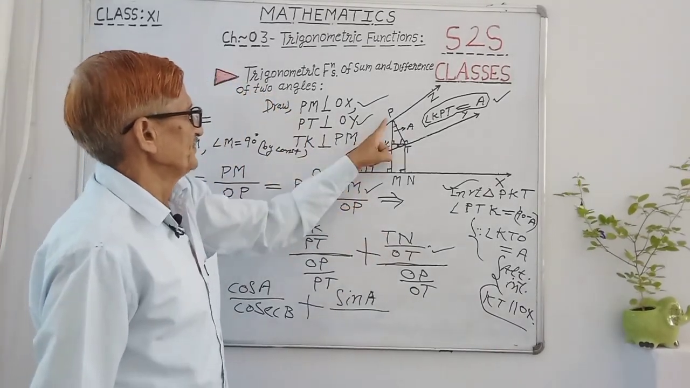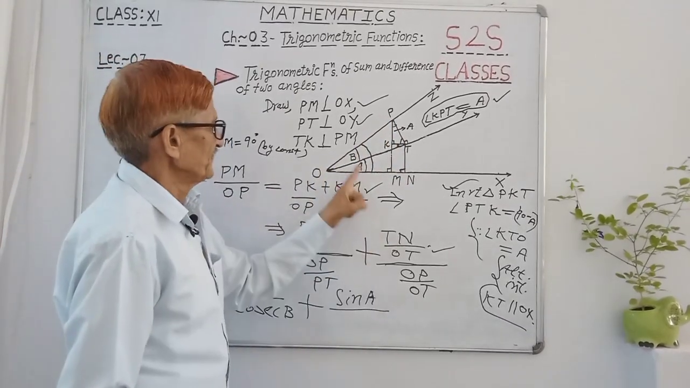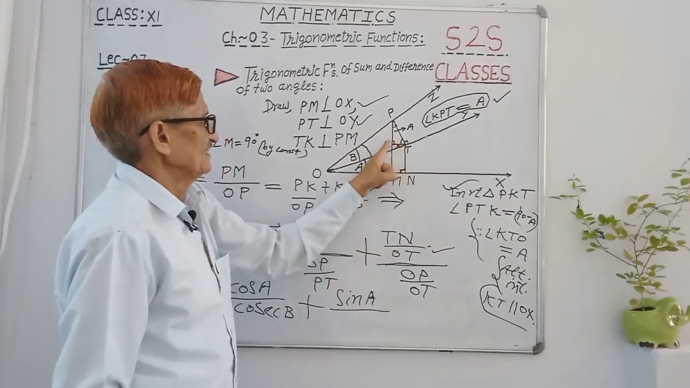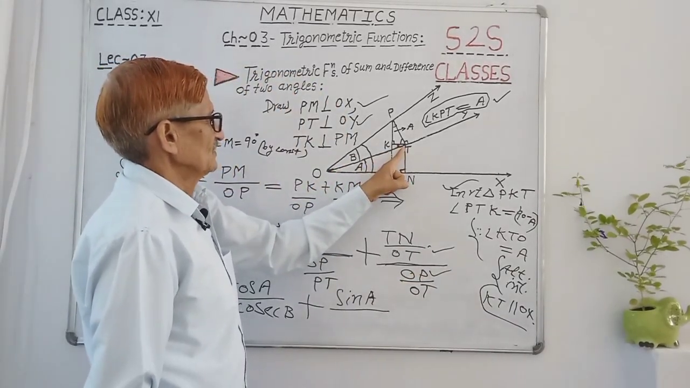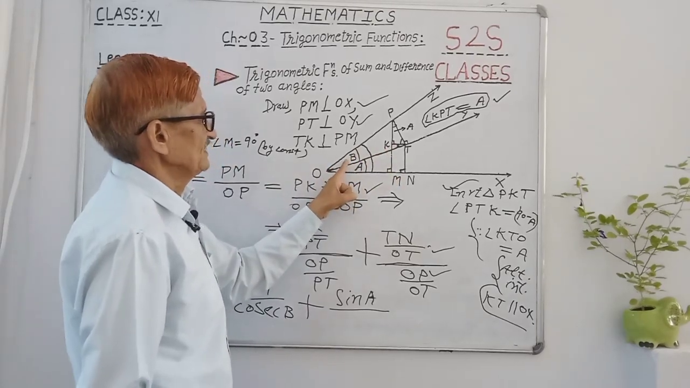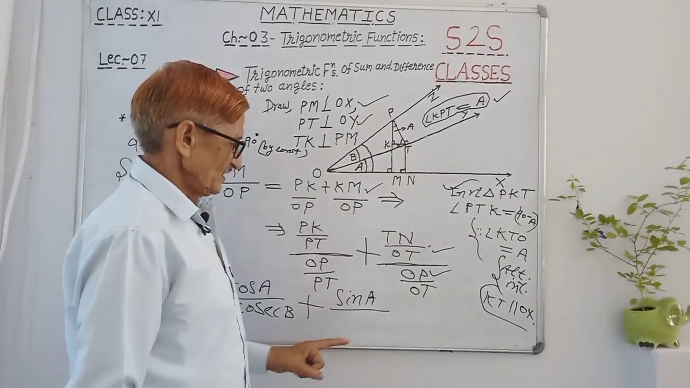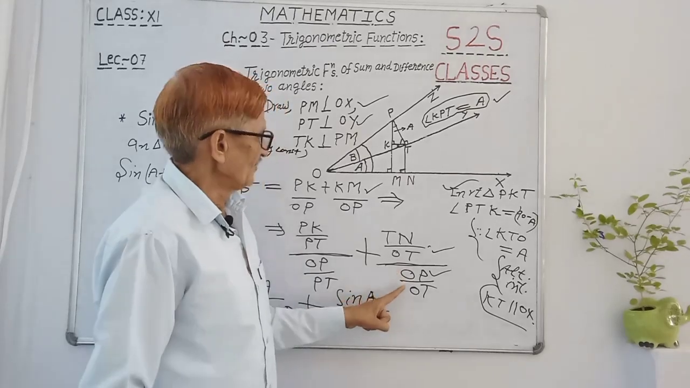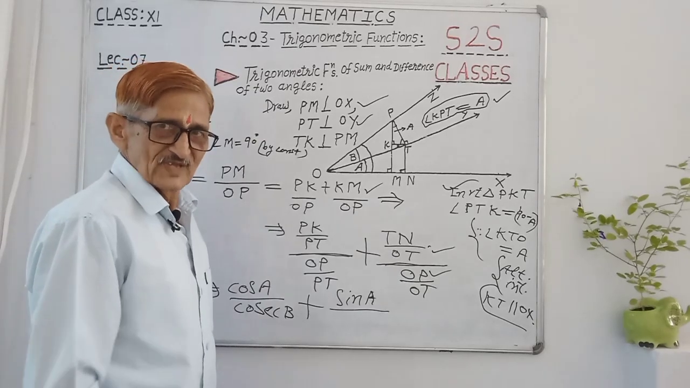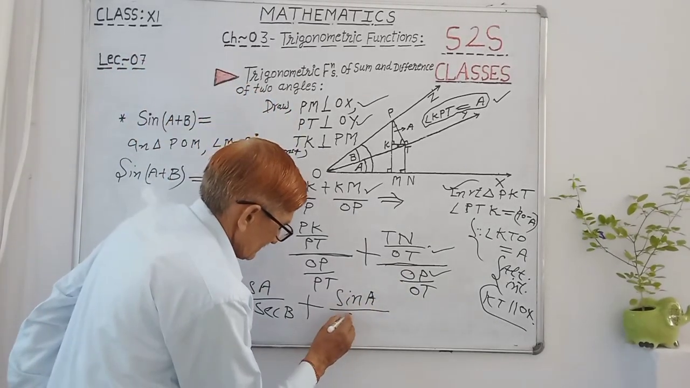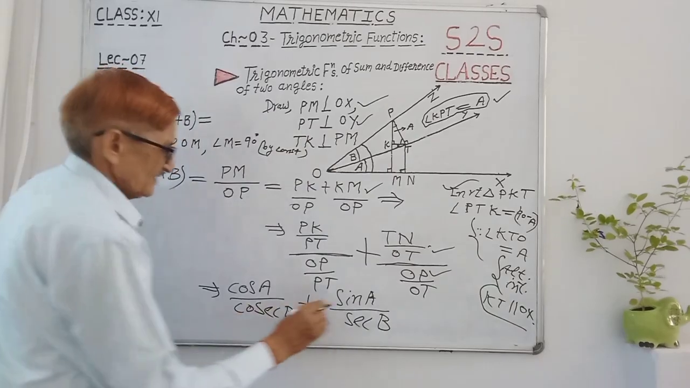OP upon OT. In right triangle OTP, OP is the hypotenuse and OT is the adjacent side with angle B. So in right triangle OTP, hypotenuse upon adjacent is the reciprocal of cos, that is sec. So it is sec of angle B.